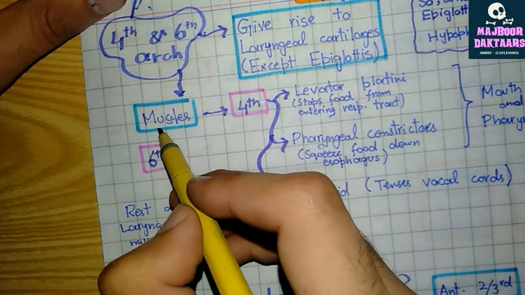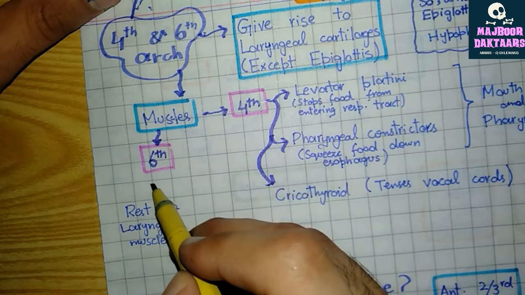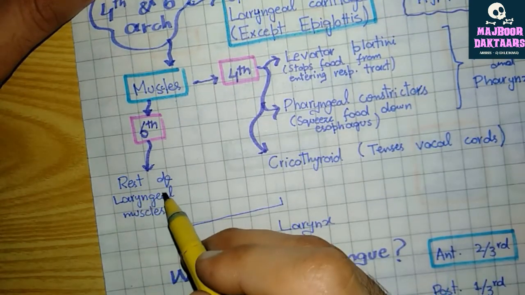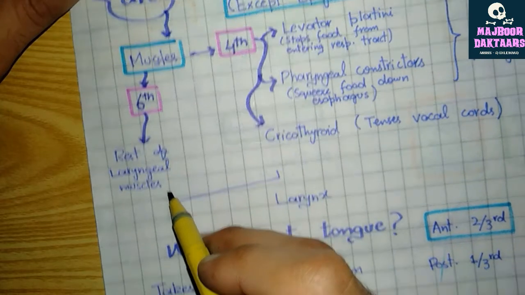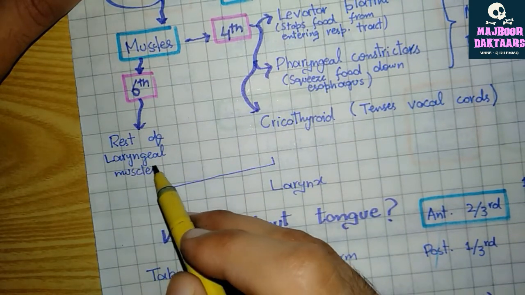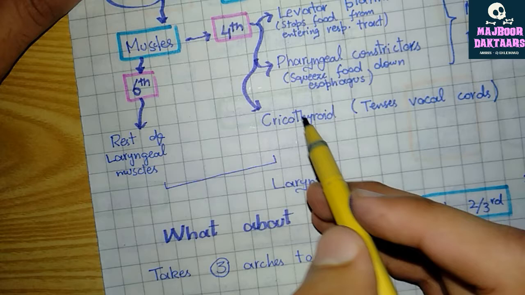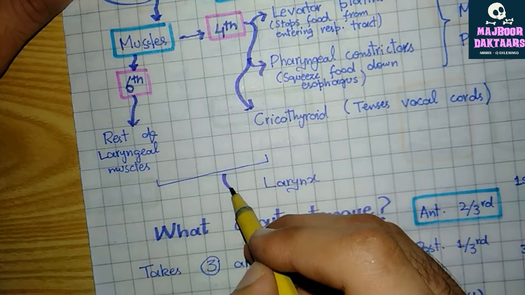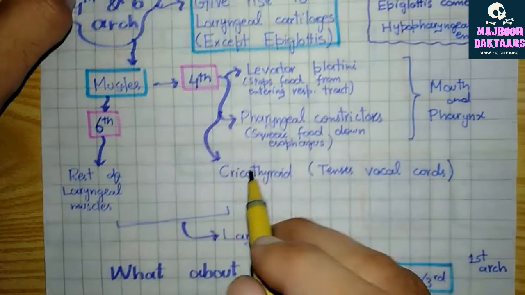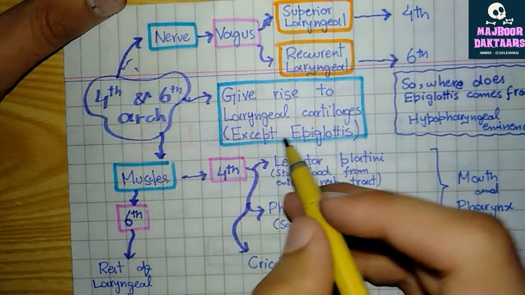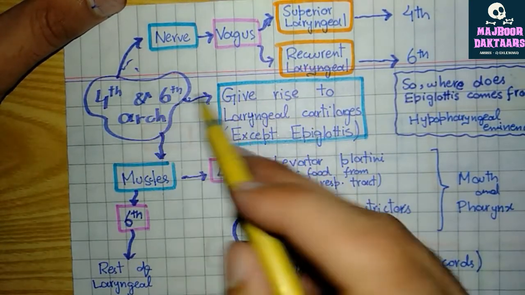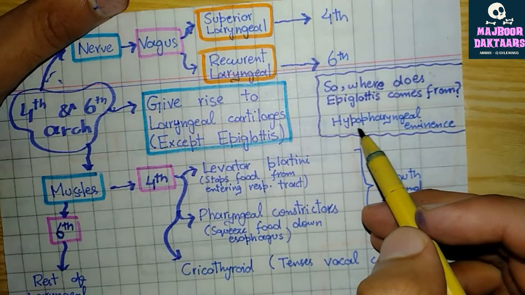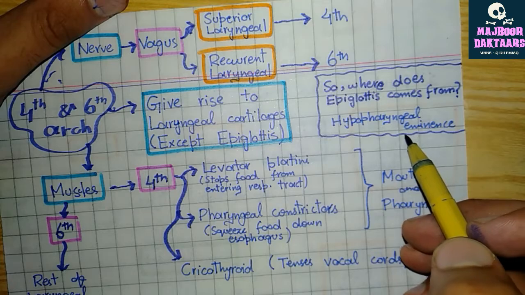Now talking about the muscles formed by the sixth arch, these include the rest of the laryngeal muscles, that is the intrinsic muscles of the larynx. So the rest of the intrinsic muscles of the larynx and the cricothyroid formed by the fourth one both contribute to the larynx. Now a question arises: if the epiglottis is not formed by the laryngeal cartilage formed by these, where does it form? It forms from the hypopharyngeal eminence we talked about earlier.